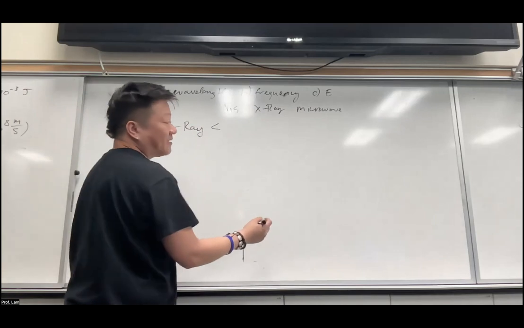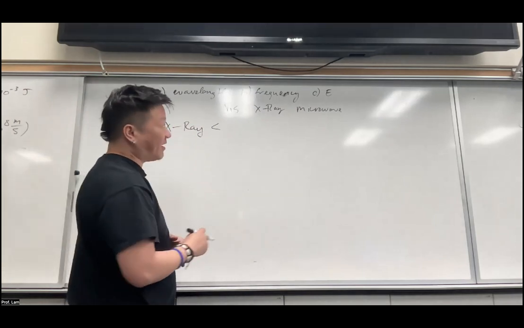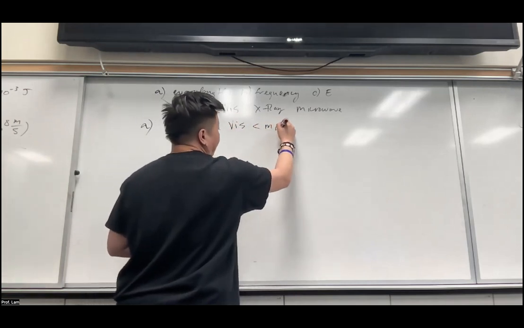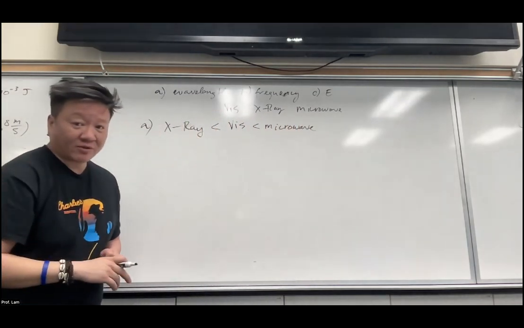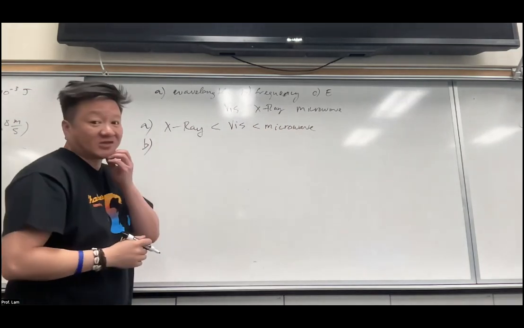Followed by, what's the one with the longest wavelength? That'll be microwave, right? So then visible comes next, and then comes microwave. Microwave has the longest wavelength, right? With the lowest energy.